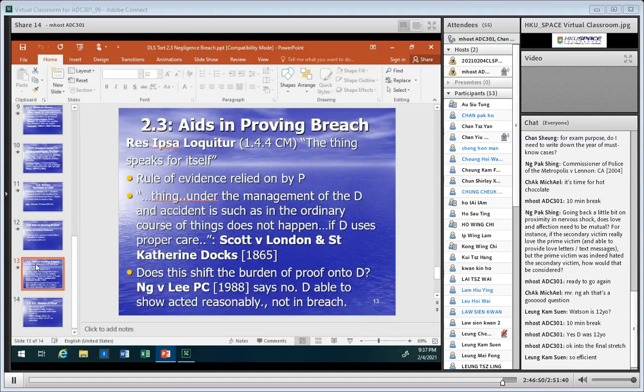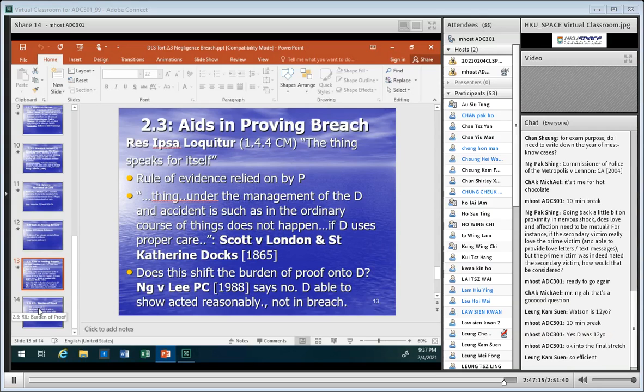Res ipsa loquitur is also useful, not quite as useful because the burden of proof still remains on the plaintiff, but it's still pretty useful evidence. If the thing was under the management of the defendant and the accident was such as in the ordinary course of things would not happen if the defendant uses proper care. So the Scott case is that.